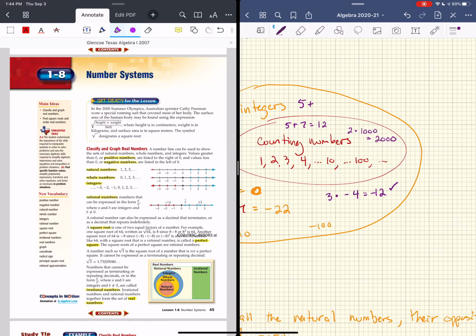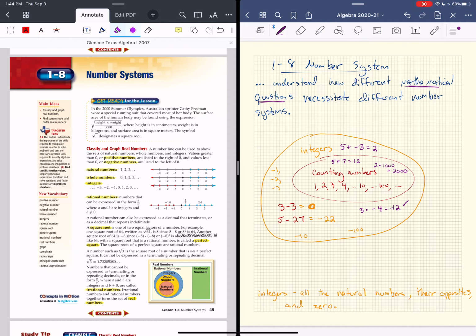5 plus negative 3 is positive 2. We only get integers back here. So addition, multiplication, and subtraction, we're good on the integers.